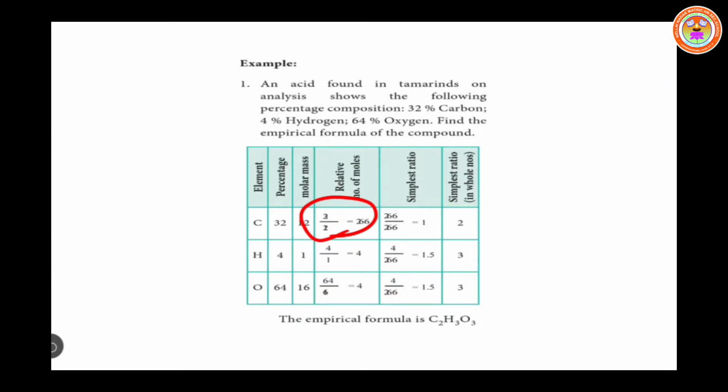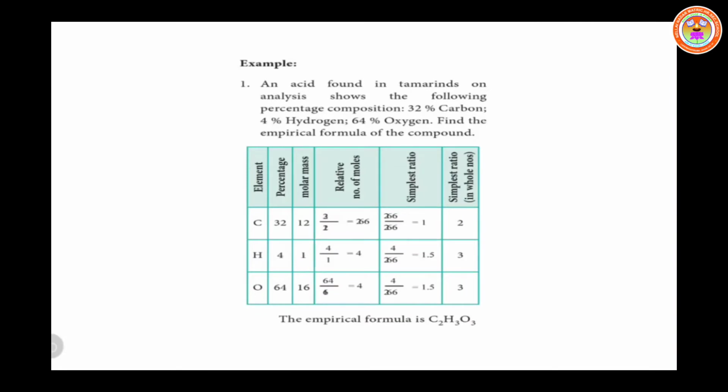Okay, children, next we can calculate the relative number of moles of hydrogen. The percentage of hydrogen is 4, and its atomic mass is 1. Therefore, the relative number of moles of hydrogen is the percentage divided by the atomic mass, so 4 by 1 is equal to 4.